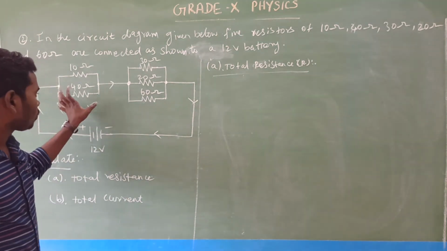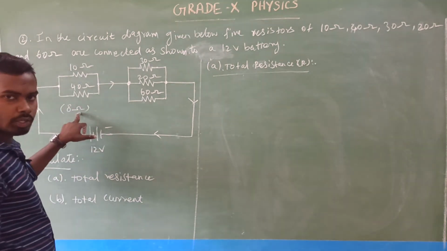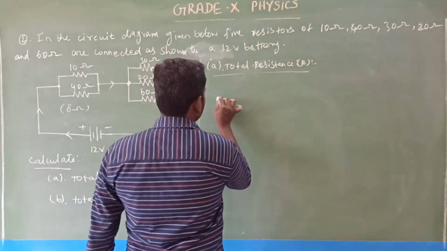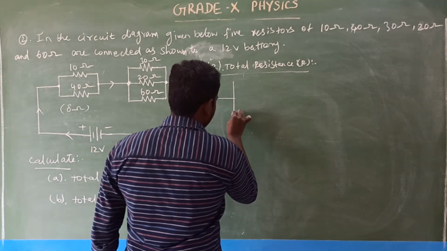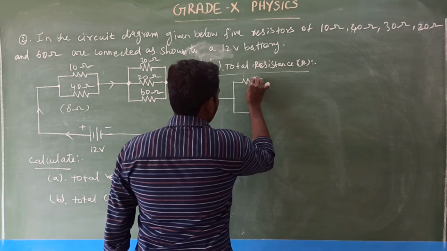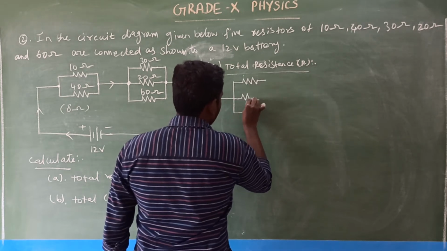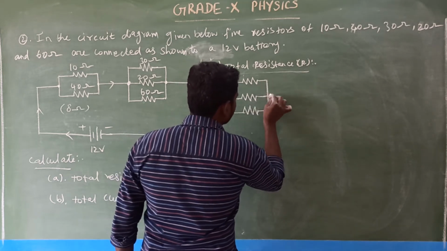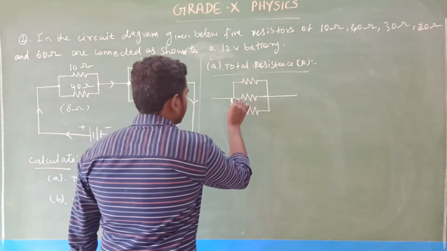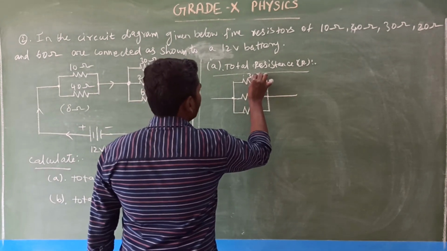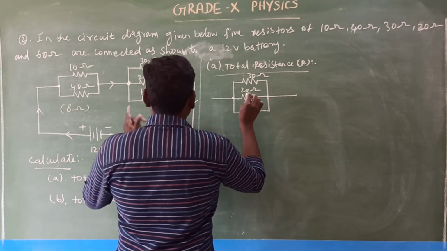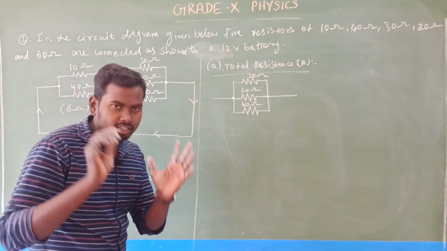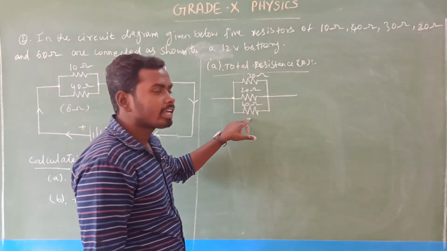So next you leave this one because we have calculated that. You leave that one, that is equal to 8 ohm. Now come to this setup. 3 resistors are connected in parallel, like this. First resistor value is 30 ohm, second one 20 ohm, third one 60 ohm, students. Now you calculate the equivalent resistor for the 3 resistors connected in parallel.